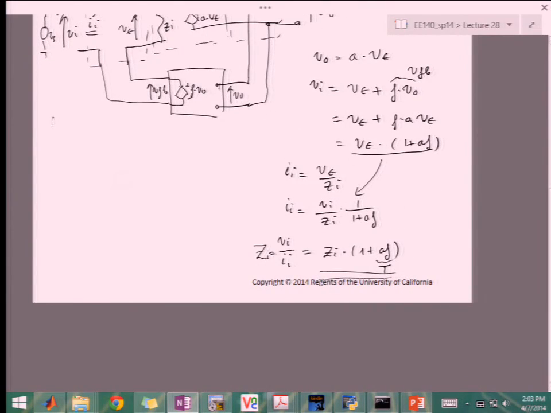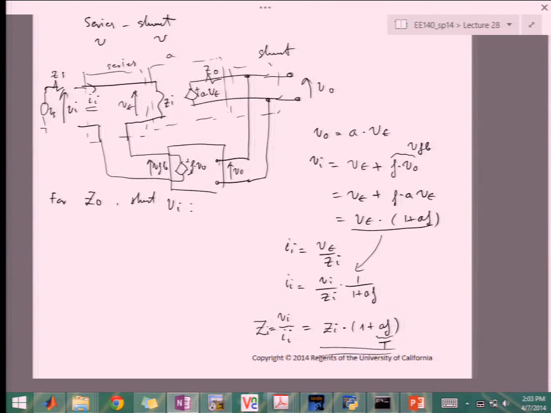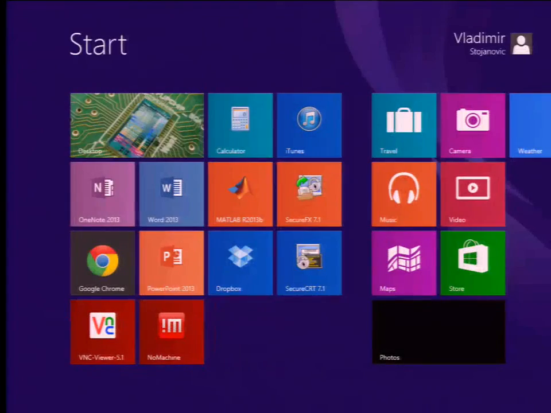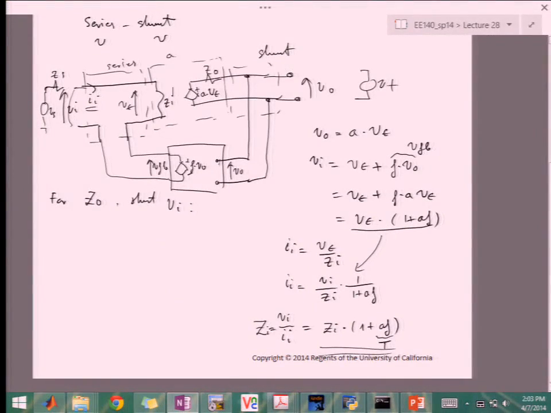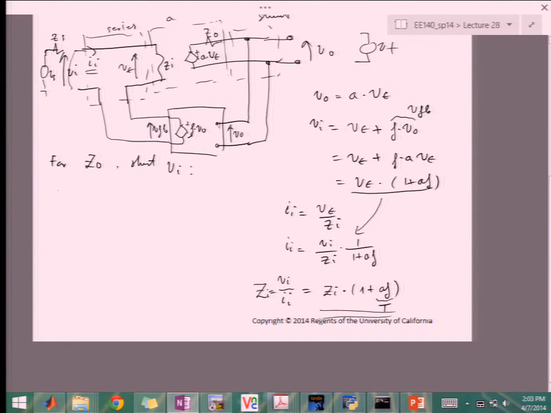Okay. If we look at the ZO, and I'll try to not get cut off. We can short the VI. We're just doing the test, so we apply VT here, and then we short the input. Right, that's our classical. Okay, that's not good. I think my computer just died. Okay, well, that just says we'll do the output impedance next. Okay, no. Okay, 2 more minutes. It refuses to do the thing.